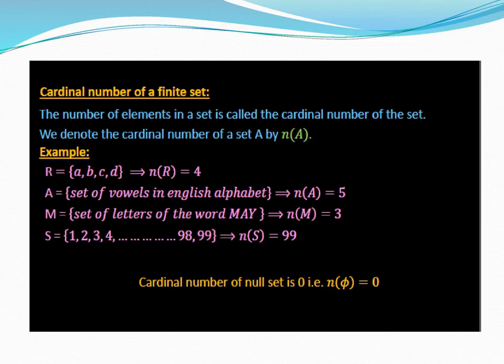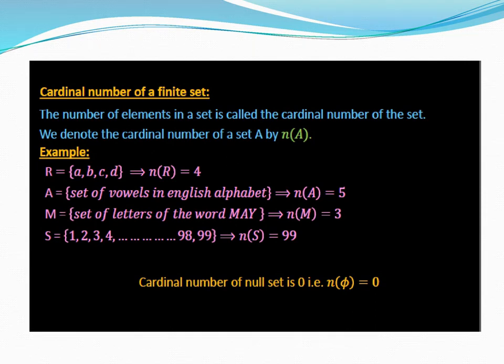A equals the set of vowels in the English alphabet. This is the set builder form. We can write it in the roster form. What are the vowels? A, E, I, O, U. So total how many elements? 5. Then we will write n of A equals 5. So the cardinal number of the given set A equals 5.